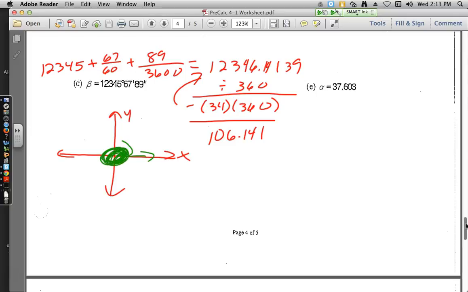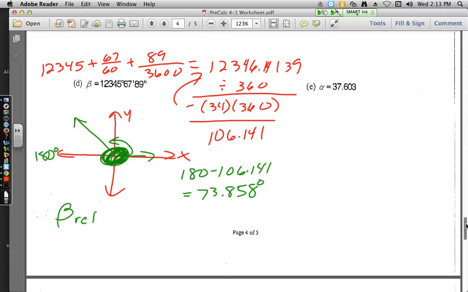And then we put a little arrow, and we have 106.141, so we're going to have to go 90 degrees, not quite to 180, so somewhere in here with that 106.141. And I realize this is 180 degrees, so if I take 180 degrees and subtract 106.141, that should give me my reference angle, which is 73.858 degrees.